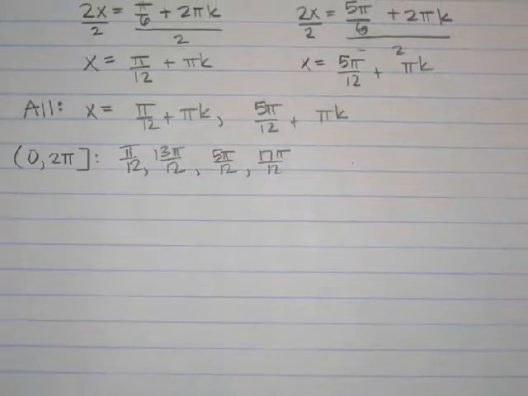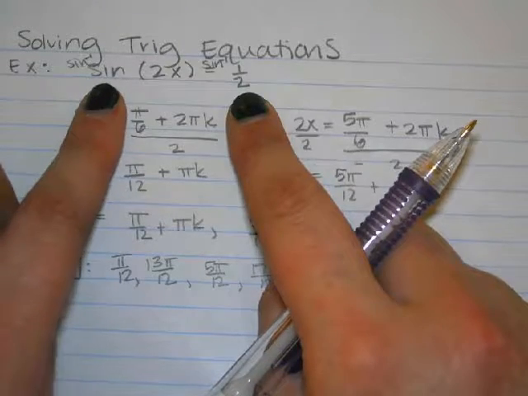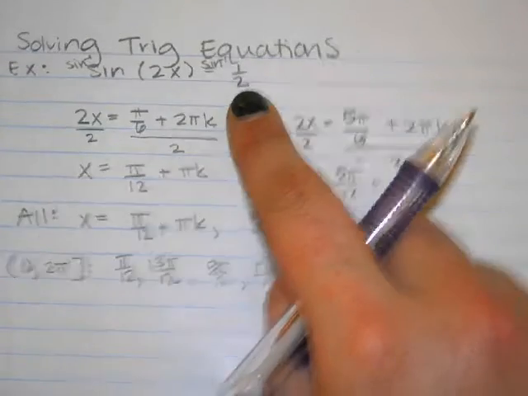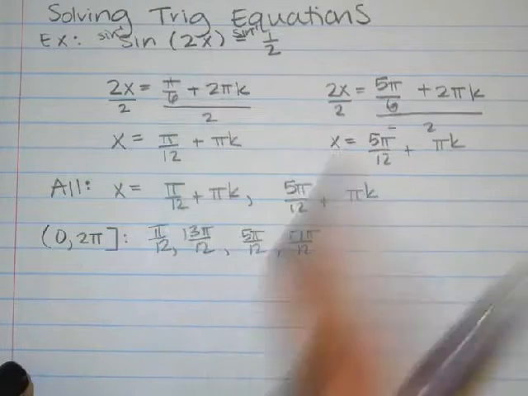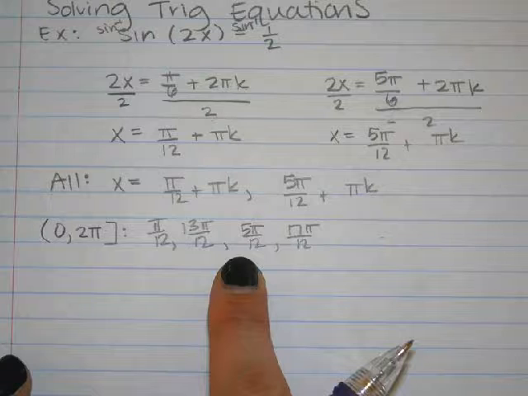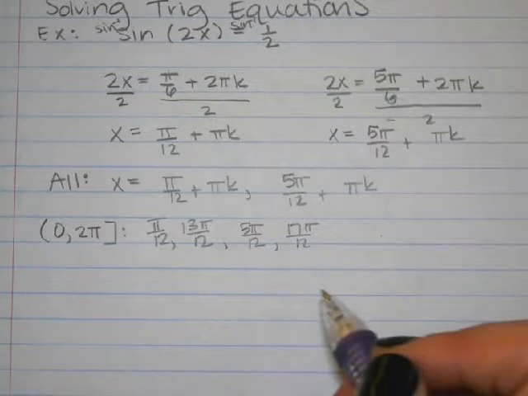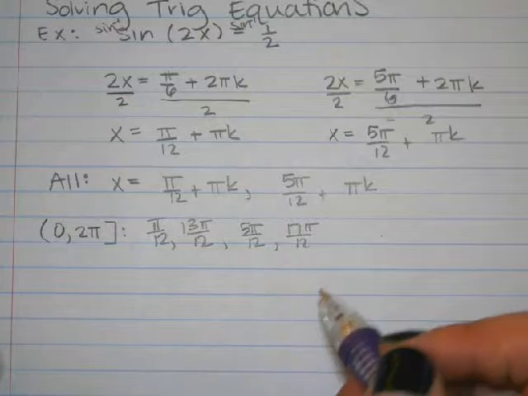So normally, if we were solving a problem and we said sine x equals 1/2, we would only get 2 solutions. But when we said sine of 2x equals 1/2, we actually got 4 solutions. Does that make sense? Okay. So that's kind of the idea of how these work. We're going to keep going. We're going to do some more examples.